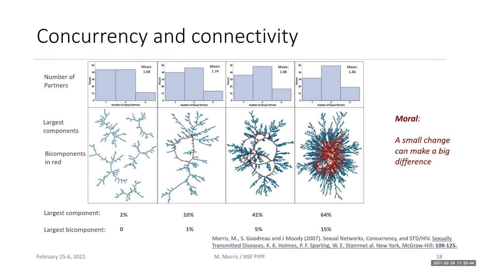So the moral was essentially a small change in behavior can make a really big difference in the connectivity of the network. And it's bad news when you're moving from left to right, but it's actually good news moving from right to left, because it means that your intervention effort doesn't have to change everybody's behavior, maybe only 15%, and you get back from 64% connected to 2%.